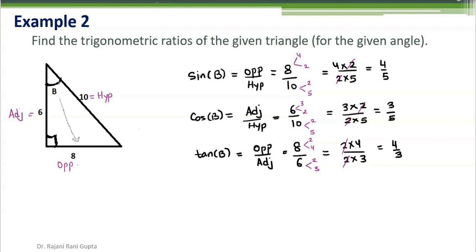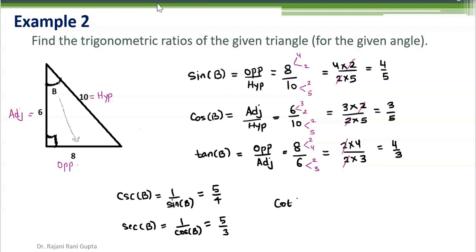Okay, so once you get these three trigonometric ratios, you can write the rest three by the reciprocal. Cosecant of B will be 1 over sine B, which is 5 over 4. Secant of B, which is 1 over cos B, so just the reciprocal, that is 5 over 3. And cot B is 1 over tan B, which is 3 over 4. So this is how we find the six trigonometric ratios.